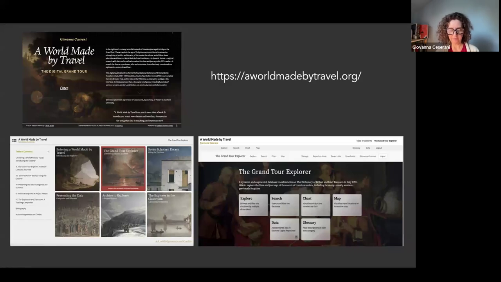So as an interactive open access digital publication, A World Made by Travel, and here on this slide, you see not only the cover, but also when you click on enter, what you get to see is a table of contents. And in particular, of these 6 sections, you'll see that there is one, the Grand Tour Explorer, that is marked by a red border.